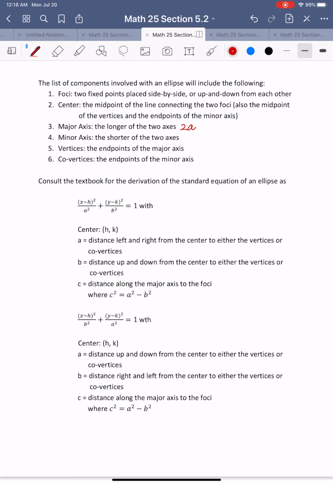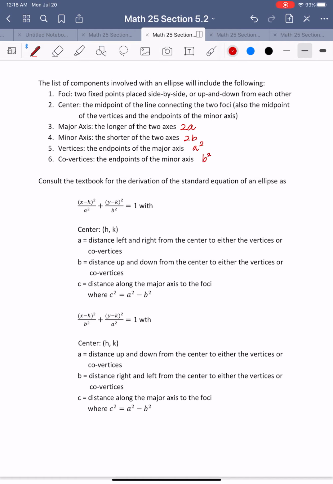And the minor axis is the shorter of the two axes, the same as 2b. The vertices are the endpoints of the major axis, and the co-vertices are the endpoints of the minor axis. So the vertices are determined by a squared, and the co-vertices are determined by b squared.